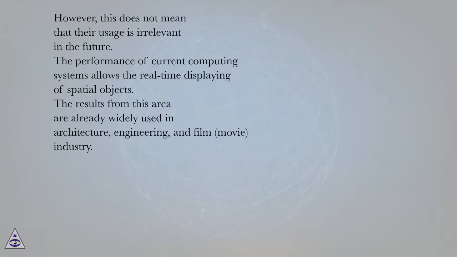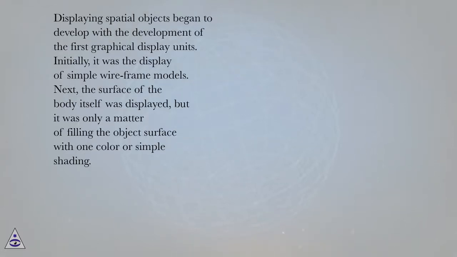The performance of current computing systems allows the real-time displaying of spatial objects. The results from this area are already widely used in architecture, engineering, and film, movie, industry. Displaying spatial objects began to develop with the development of the first graphical display units. Initially, it was the display of simple wireframe models. Next, the surface of the body itself was displayed, but it was only a matter of filling the object surface with one color or simple shading.